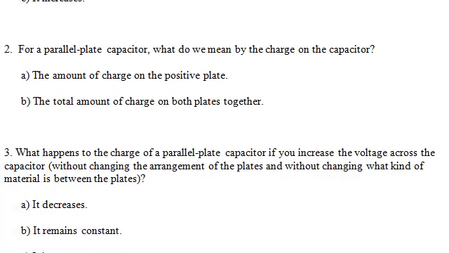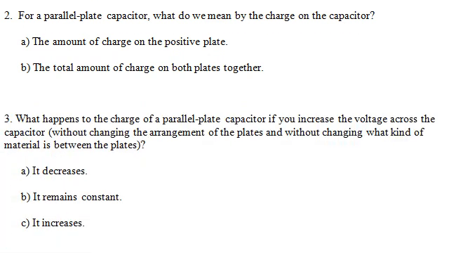So now for a parallel plate capacitor, so we've got the two conductors, the kind that we talked extensively about in class. What do we mean by the charge on the capacitor? The amount of charge on the positive plate, that's certainly true. The amount of charge on both plates together, that's always going to be zero when we're talking about the charge on a capacitor. In this context, the total charge on both plates together would be zero. So what we mean by the so-called charge on a capacitor is the amount of charge on the positive plate.